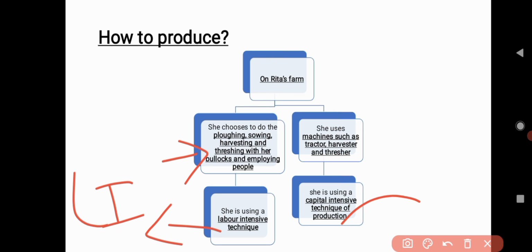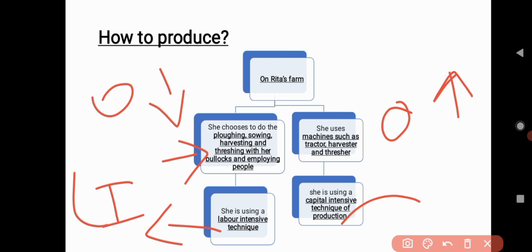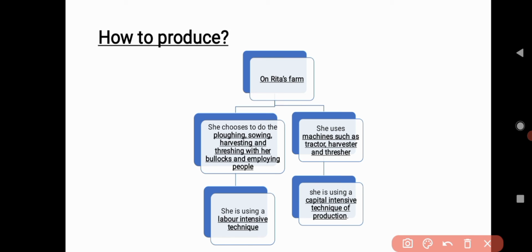Here the output will be slow, but it will be good. But here the output will be very fast because capital intensive techniques are being used, right? But at the same time, the major things to keep in mind are the financial condition of a particular nation, and which will be more beneficial to them according to the spending power.